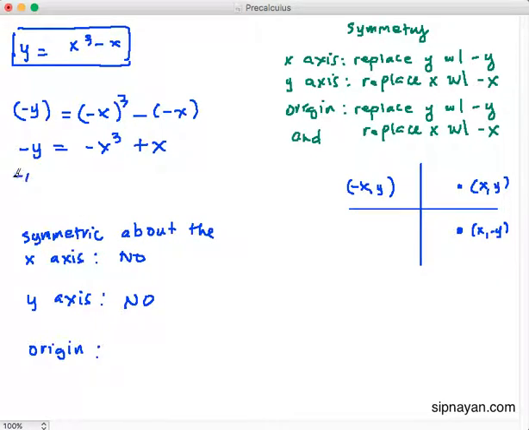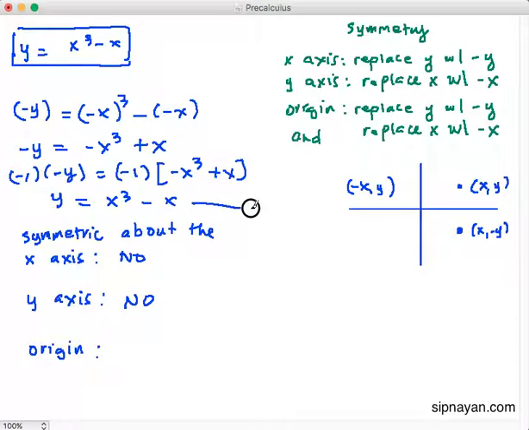Try natin i-multiply ng negative 1. Negative 1 times negative y equals negative 1 times negative x cubed plus x. So, mangyayari is y is equal to, magne-negative tayo, magiging x cubed minus x. Magkapareho ba sila? Yes, no? Sila ay symmetric sa origin. So, that's one example.